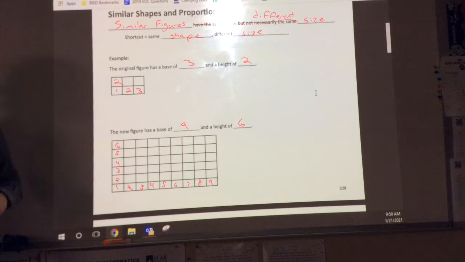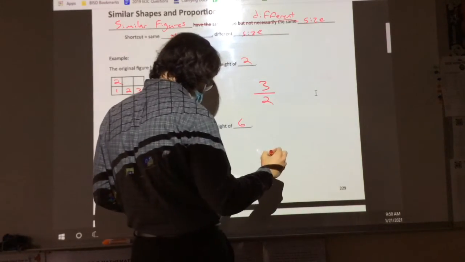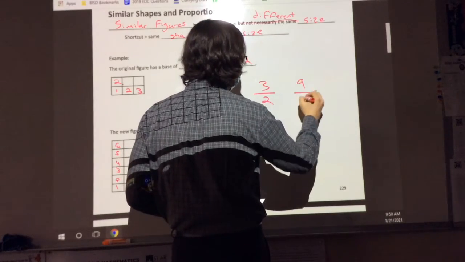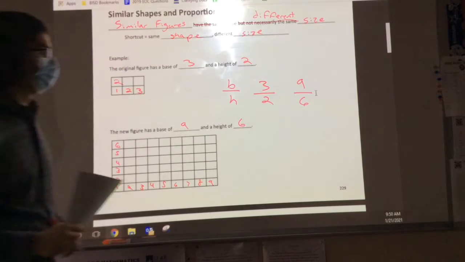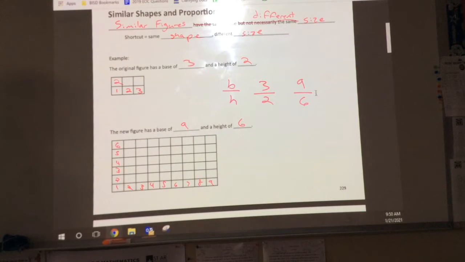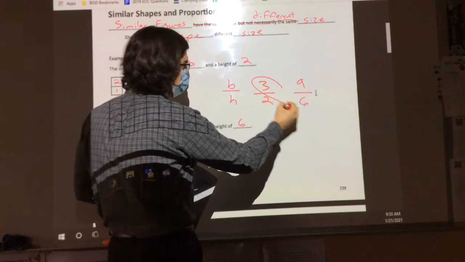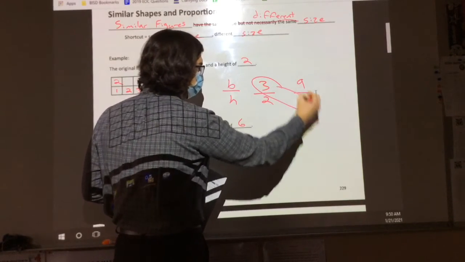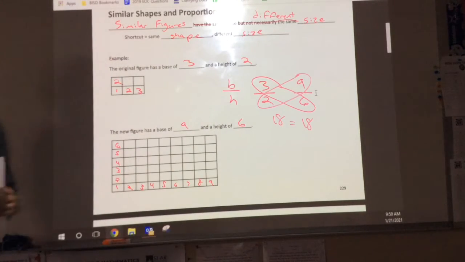Okay, so do we agree? Same shape, different size. Well, how do I tell if they're similar figures? Here's what you're going to do. We're going to create two fractions. I'm going to have 3 over 2, and I'm going to have 9 over 6, because these are my bases, and these are my heights. Are we okay with that? Now watch what I'm about to do here. I'm going to cross multiply. What's 3 times 6? 18. What's 9 times 2? 18. If we end up with the same number, guess what? That means that they are similar.